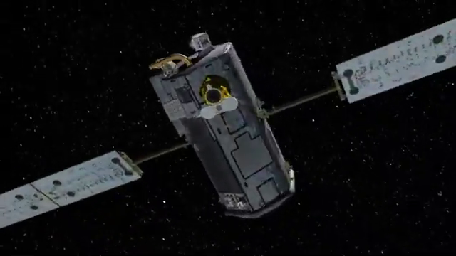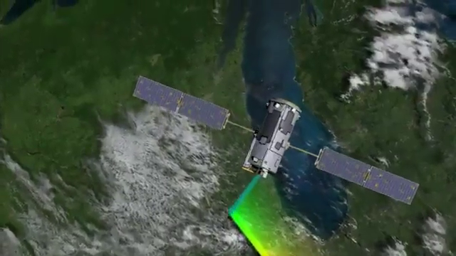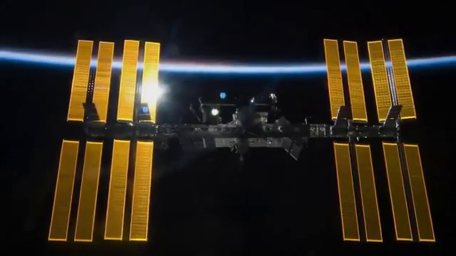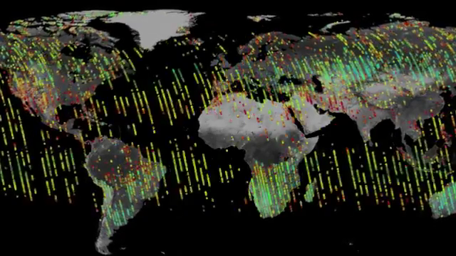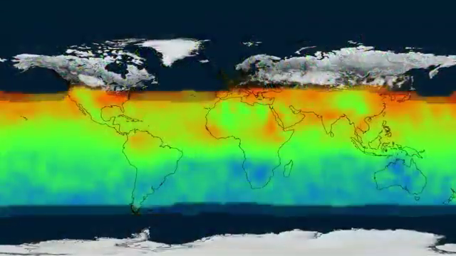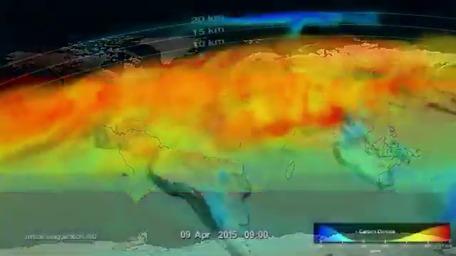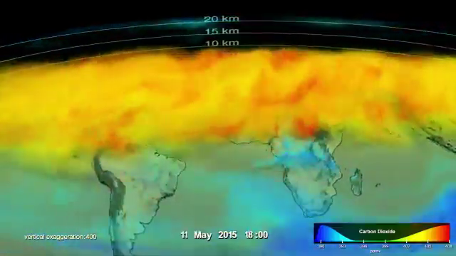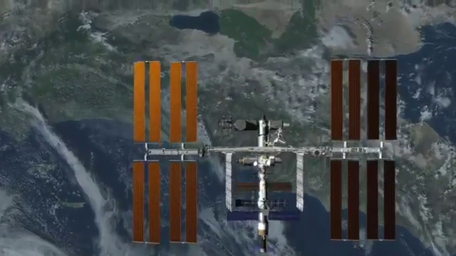OCO2 was built to last 2 years. We've had it up there for 4 years, but there's always a risk it's not going to survive. So OCO3 goes on the space station in the spring. We'd like to have measurements that cover a long duration, and OCO3 is going to help add to that record. OCO3 is going to specifically produce a data set of carbon dioxide measurements.